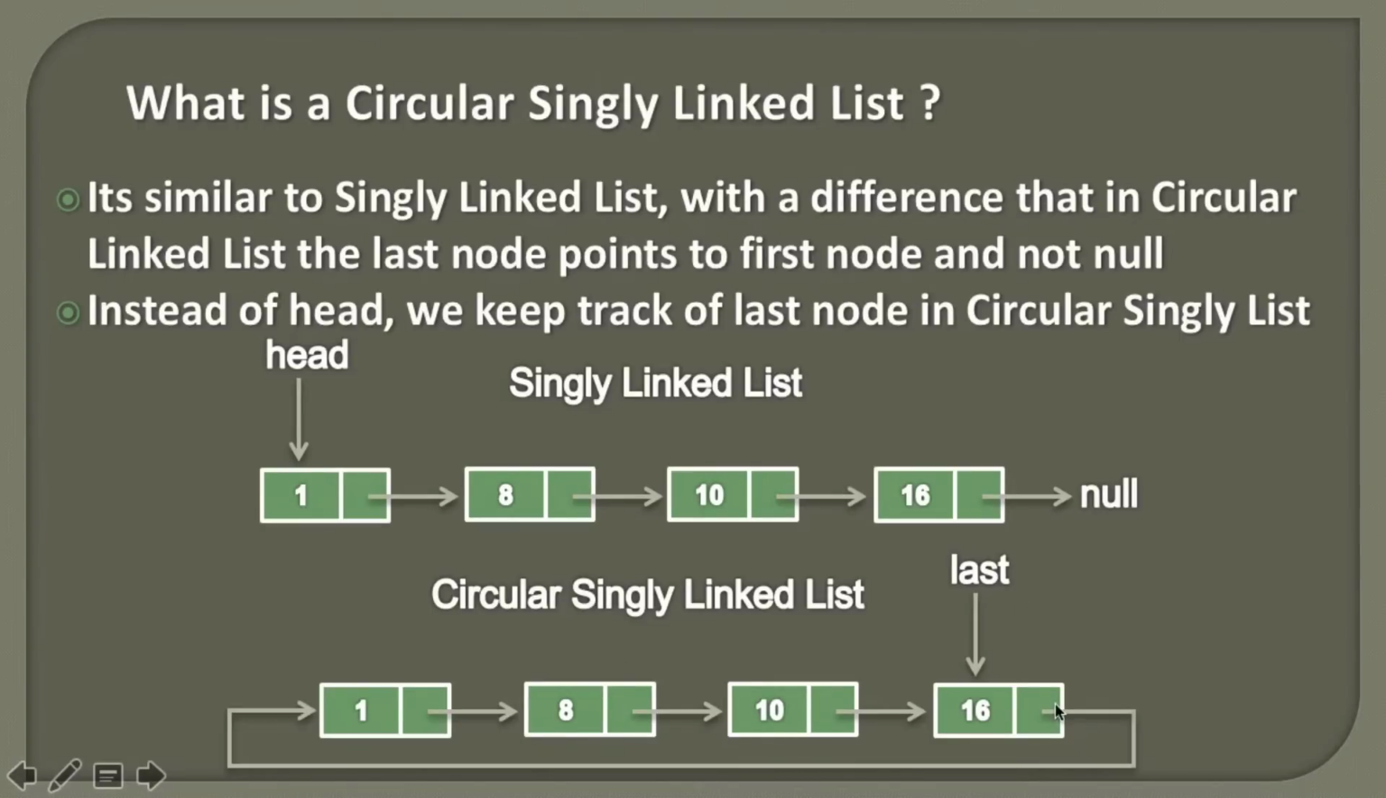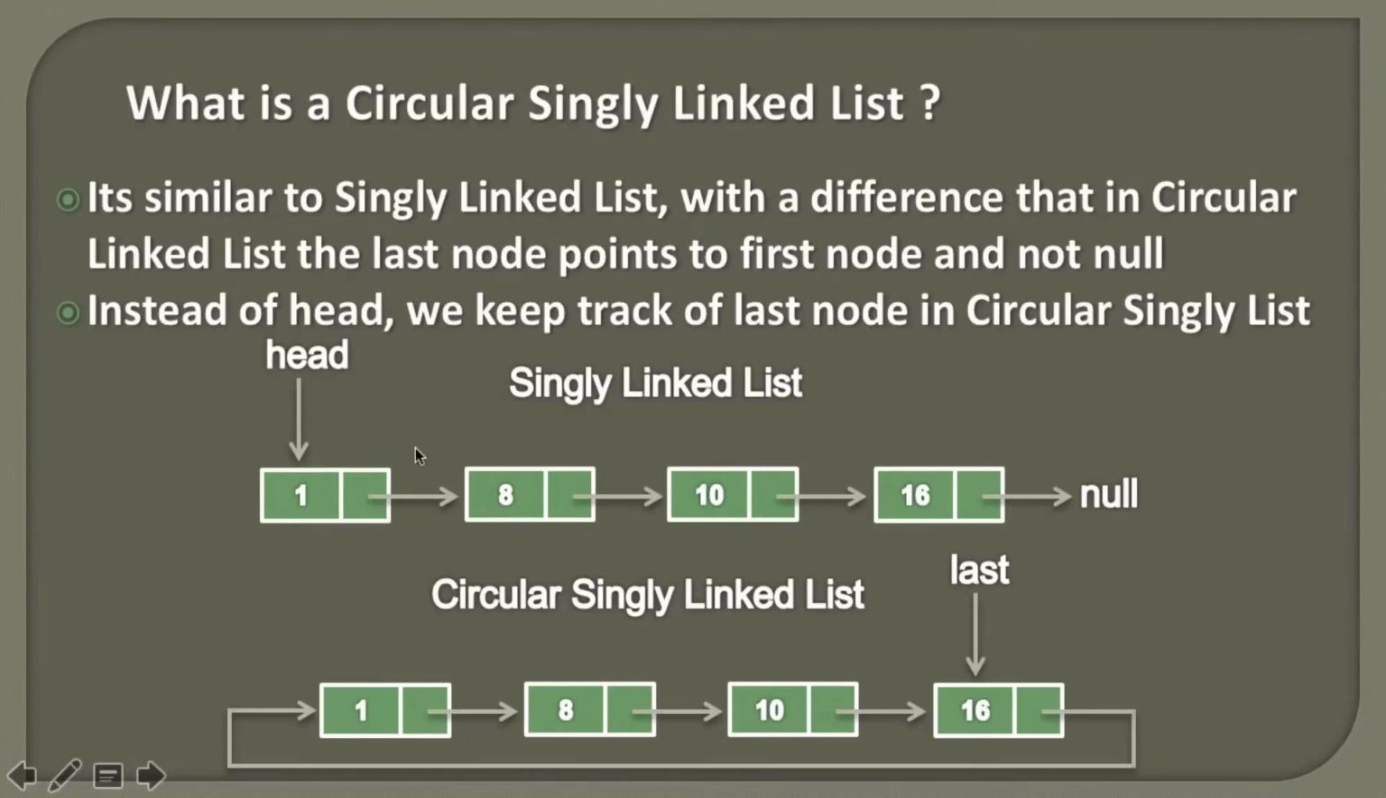So this property makes a circular singly linked list circular in nature, where you see 1 points to 8, 8 points to 10, 10 points to 16 and 16 again points to 1. So therefore it's circular in nature.